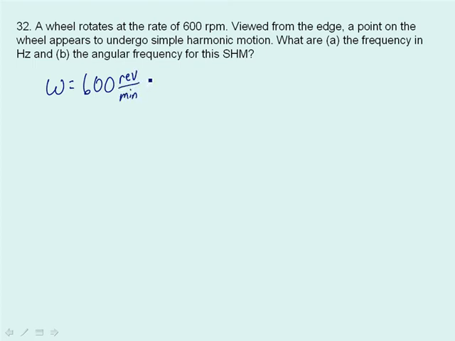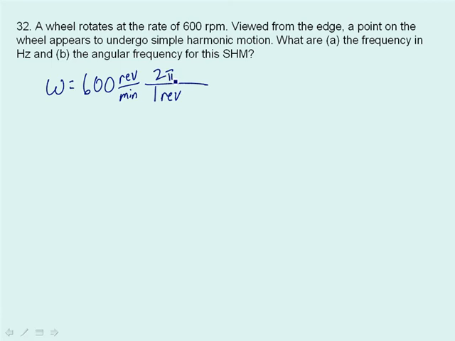Now this is the same omega that we're talking about when we talk about simple harmonic motion, because an object in circular motion exhibits simple harmonic motion. It's the same angular frequency that we've been dealing with, the same angular speed. So I'm going to go ahead and convert this to radians per second, as we do.